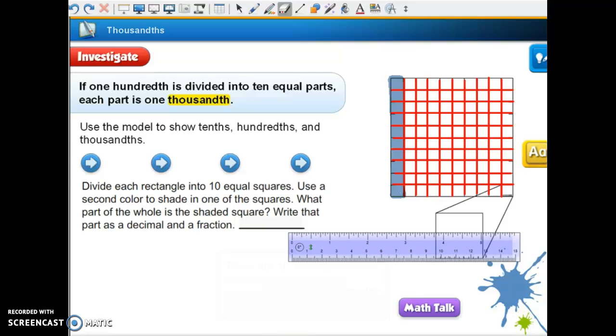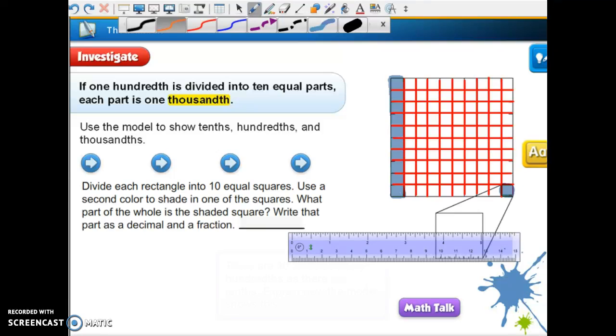Use a second color to shade one of the squares. What part of a whole is shaded? Okay, let's shade this little square down here. If you've already shaded something else, that's okay too, but let's shade this little square. How much of it, the rectangle or the square, is that? 100. So if I'm going to write that as a decimal, what is that going to look like?